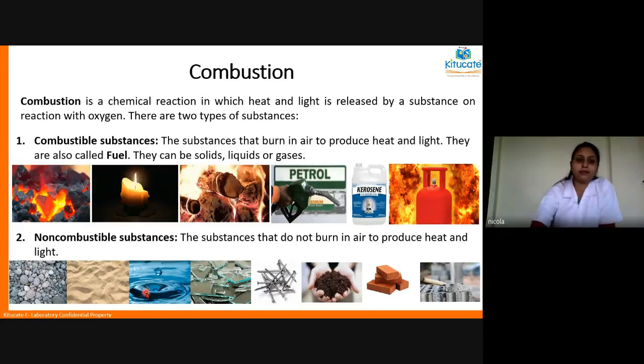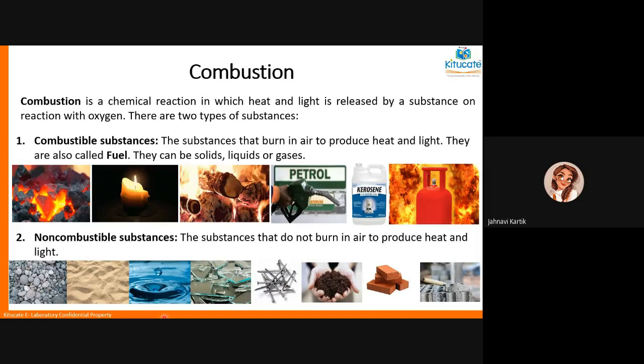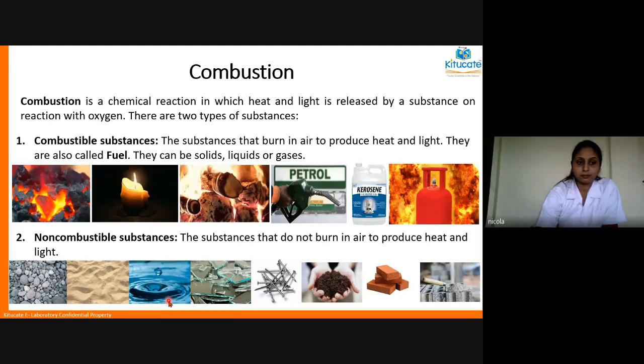Is that clear to everyone? What are combustible and non-combustible substances? Yes, ma'am. Do you have any doubt in these two terms? No. Okay, so we move on to the next slide.